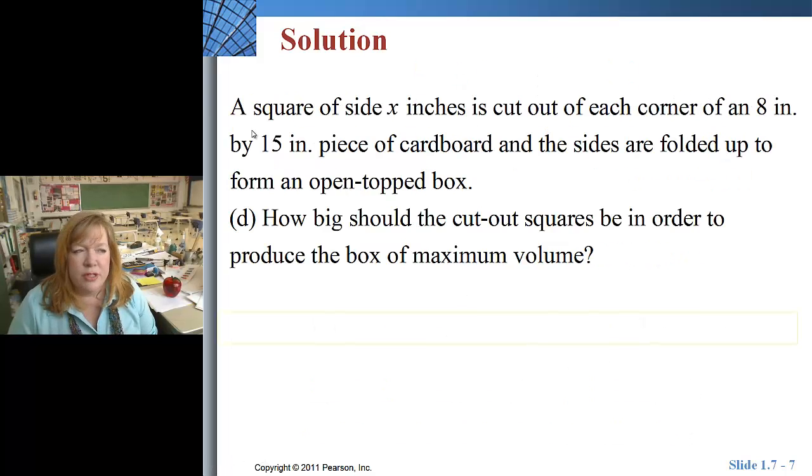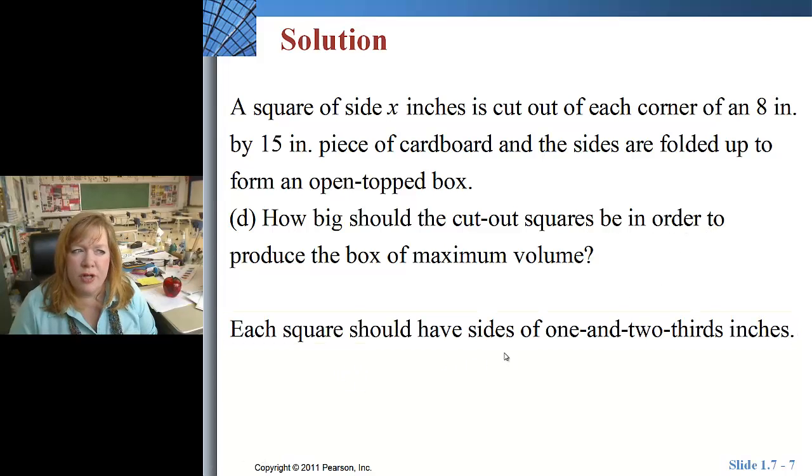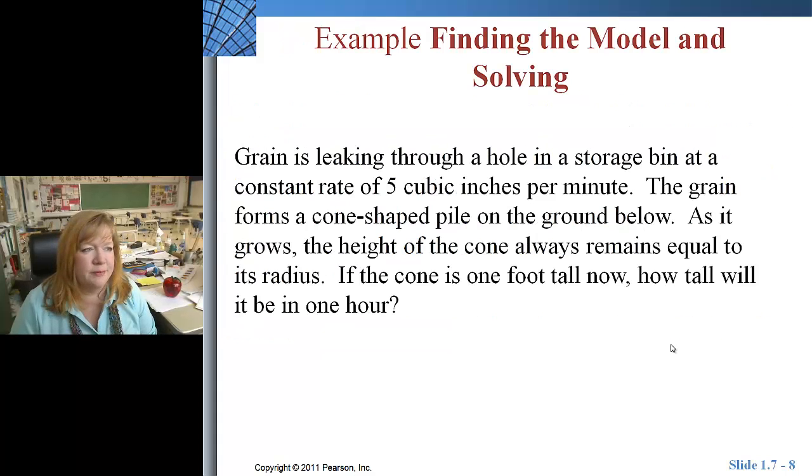So here's our solution, how we would write it up. A square of side x inches is cut out of each. How big should the cutout squares be? Each square should have sides of 1 2/3 inches. That's going to yield the maximum volume holding box.